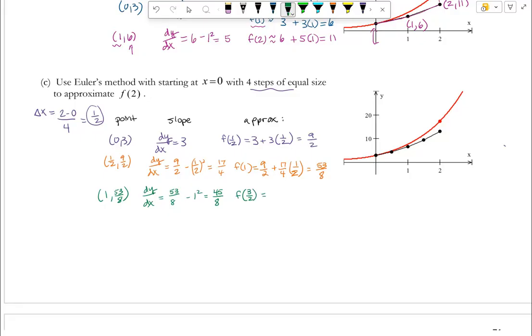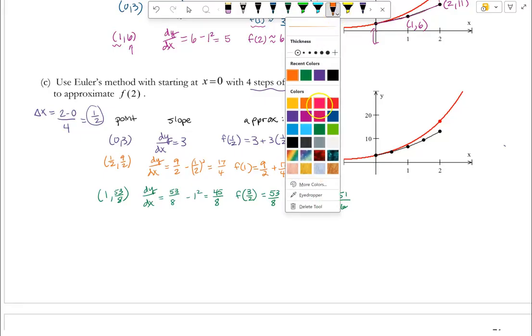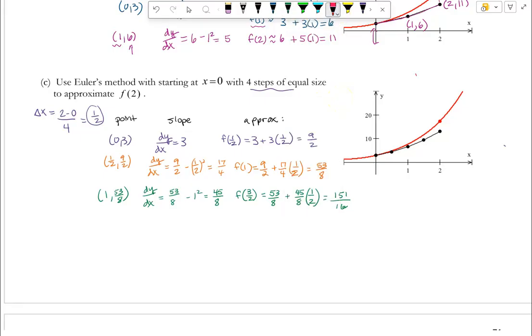So that's going to be our old output, our 53/8, plus our slope, 45/8, times our delta x, 1/2. All right, so that should work out to be 151/16. Of course, I worked it out in advance. You know I can't do that kind of fraction math that quickly without writing it down.